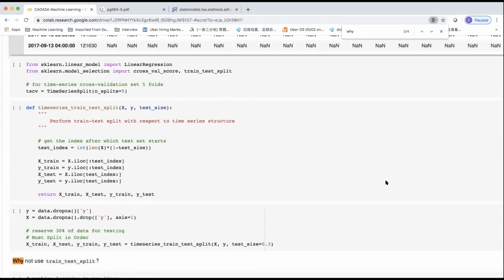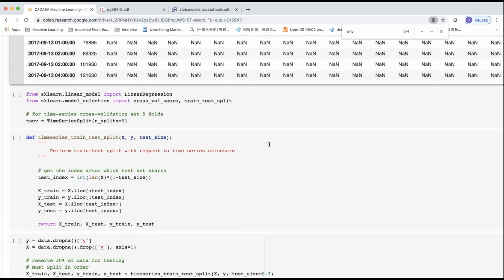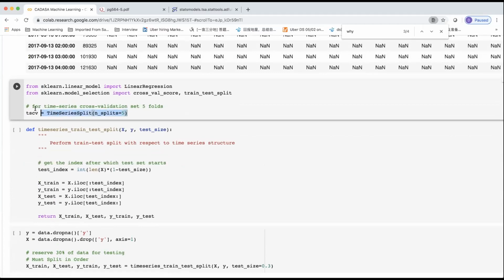So the next part is we're trying to use all these lags to make a linear prediction. This is how we do the cross-validation. This is a standard process for cross-validation.